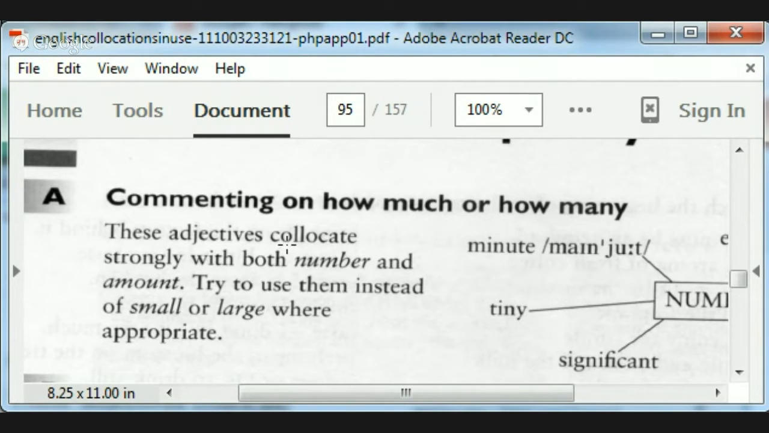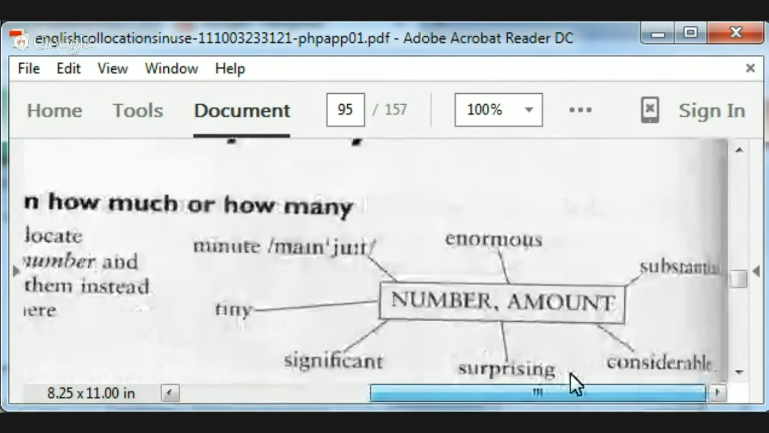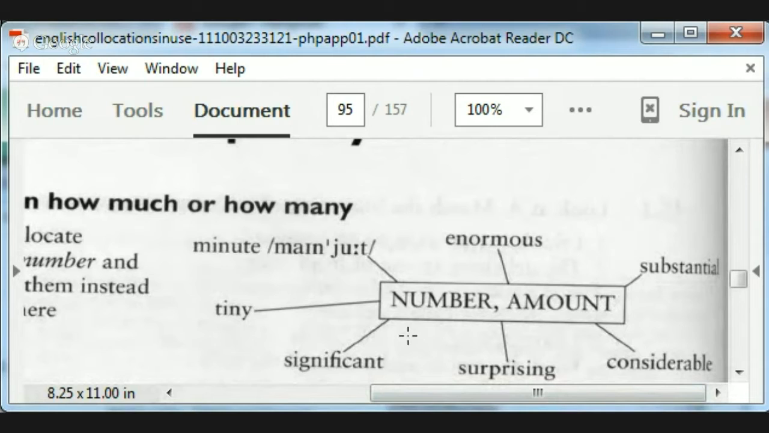There, we frequently use the word number or amount as a noun. Obviously, when we're talking about quantity. There are a lot of different adjectives which can be used with either the noun number or the noun amount. A minute number, a minute amount refers to something very similar to tiny. A very, very small amount is a minute amount, a minute number, a tiny amount. These adjectives collocate very well, very commonly, and sound very natural for English speakers with both of these words. Of course, on the small end, minute or tiny.